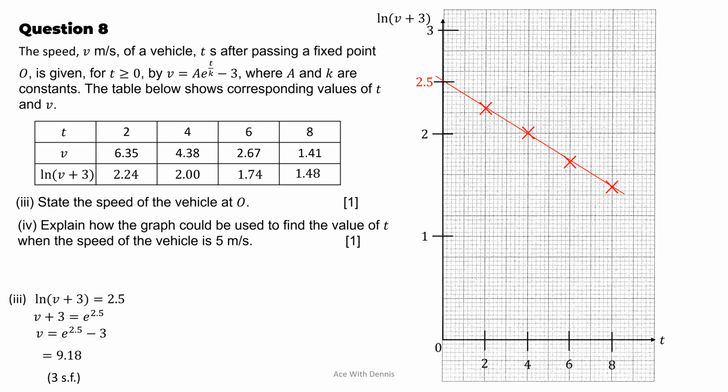Part 4. Explain how the graph could be used to find the value of t when the speed of the vehicle is 5 meters per second, 1 mark. So here's the solution.